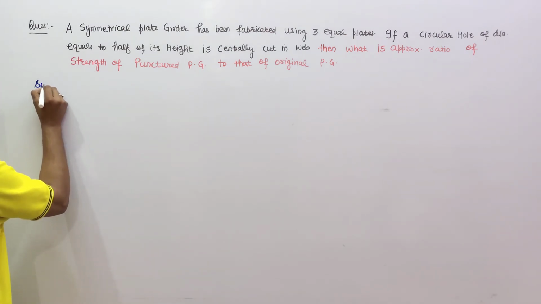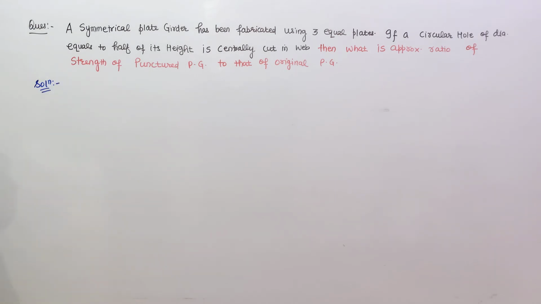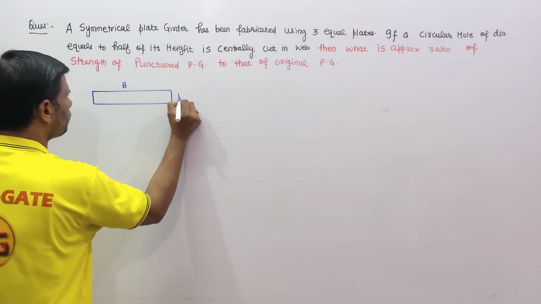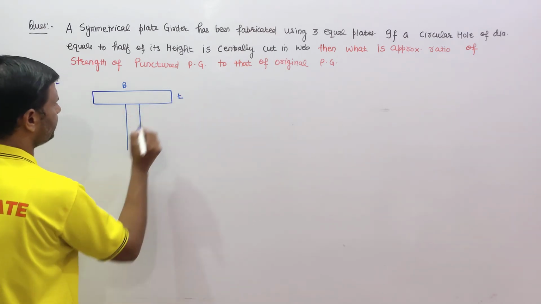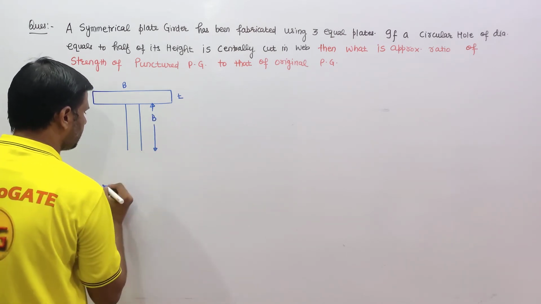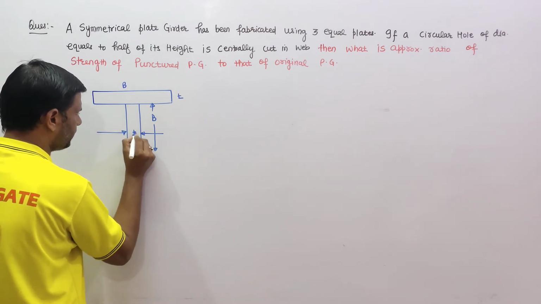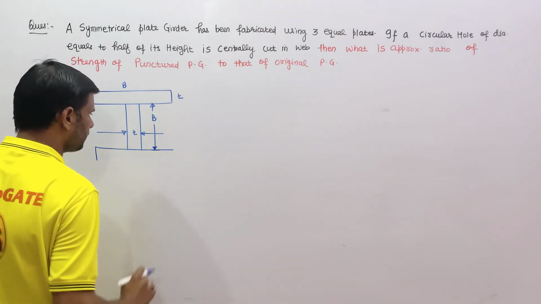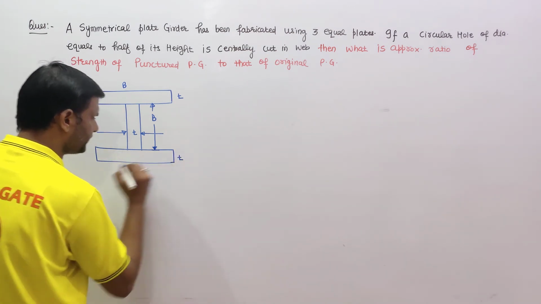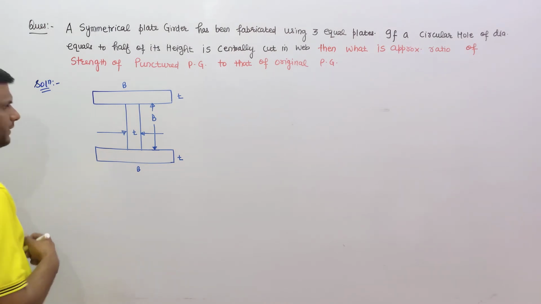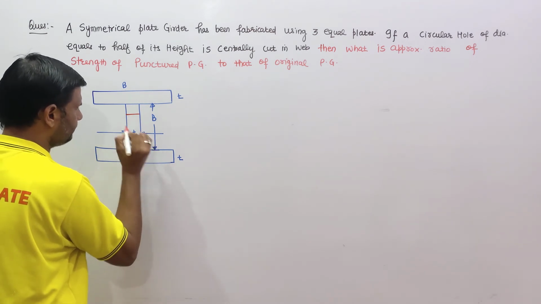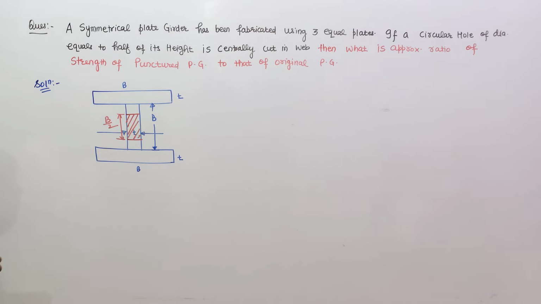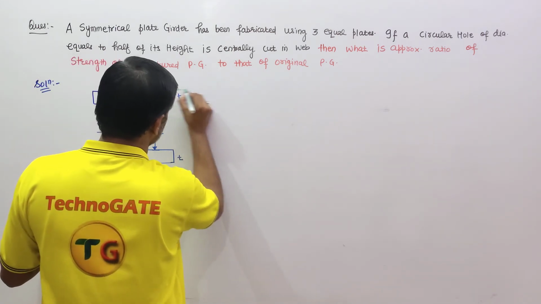So if I am talking about the solution, what is the problem? A symmetrical plate girder has been fabricated using 3 plates. This is our one plate having B into T, and here also this value is B into T. Now, a circular hole of diameter equal to half of its height, this height is half value, that is B by 2, is centrally cut in the web. Means the diagram looks like this way.